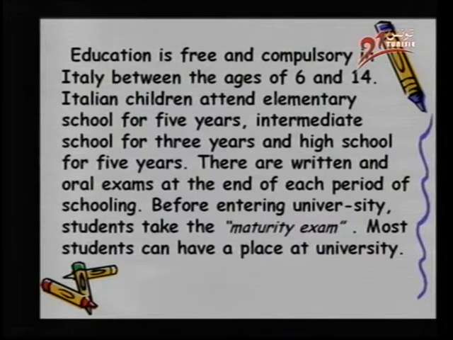Education is free and compulsory in Italy between the ages of 6 and 14. Italian children attend elementary school for 5 years, intermediate school for 3 years, and high school for 5 years. There are written and oral exams at the end of each period of schooling. Before entering university, students take the maturity exam. Most students can have a place at university.